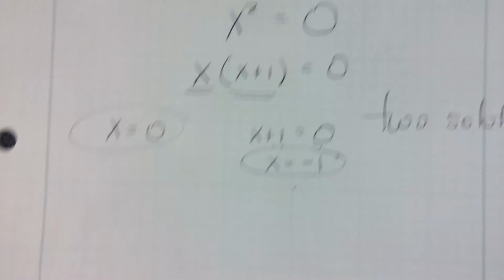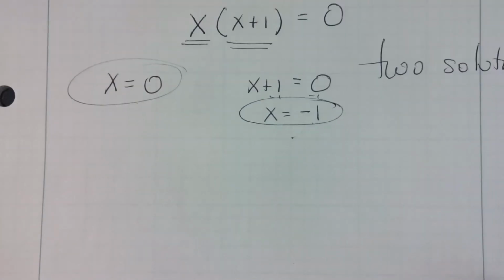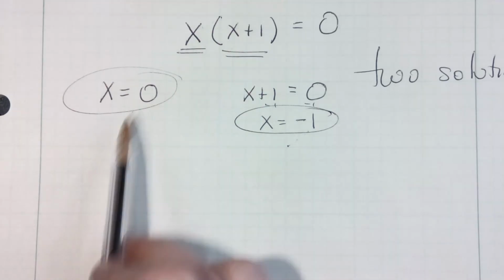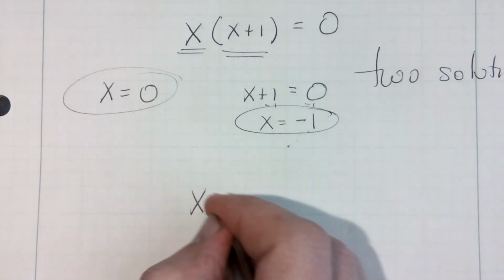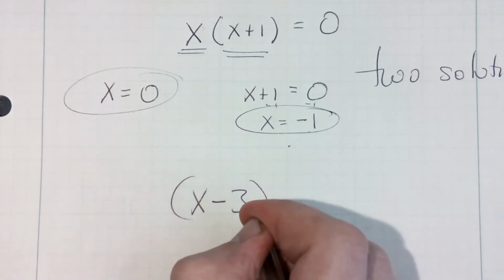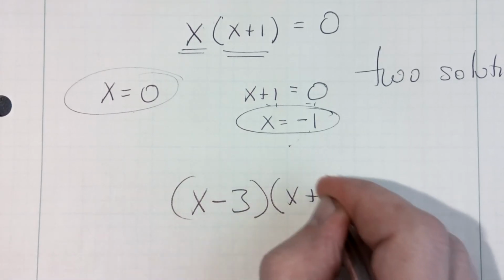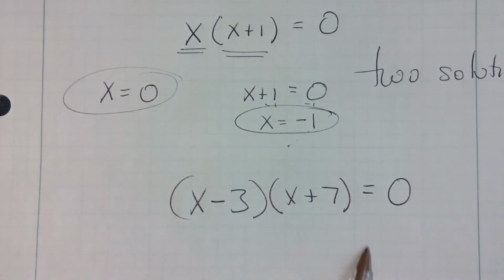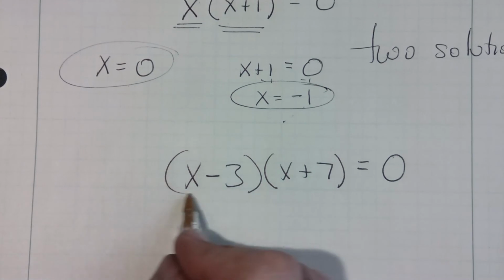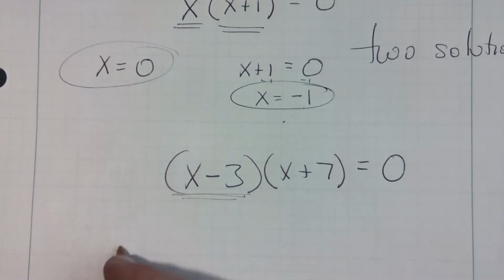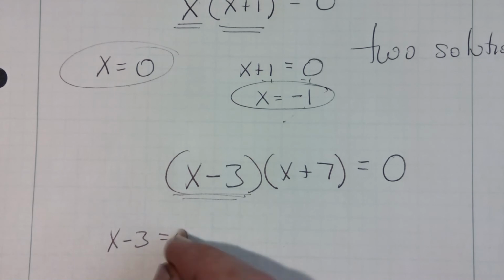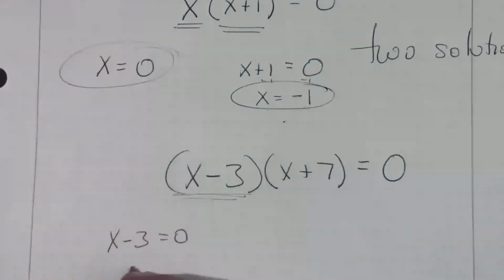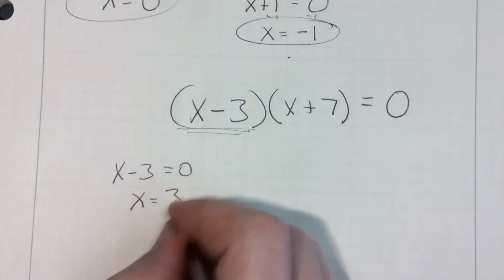Now they're going to continue to get more and more complex for these two factors that they give you. They might give you x minus 3 as one factor times x plus 7 as another factor, but that product will always equal 0. Well, again, I take that first factor, that x minus 3, which is equal to 0, or could be equal to 0, and I solve it for x by adding 3 to both sides, and I get x is a positive 3.